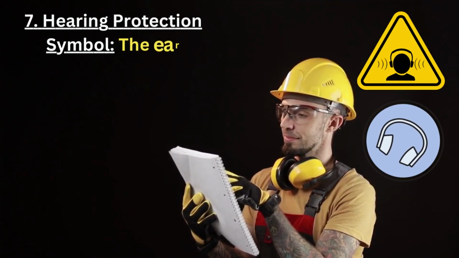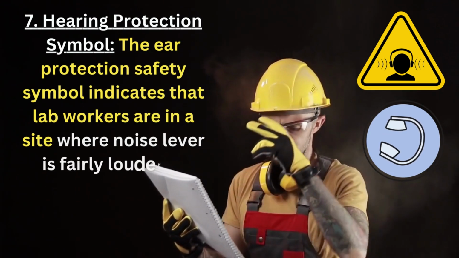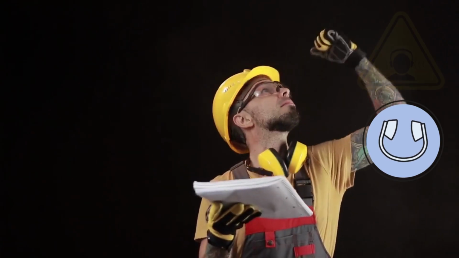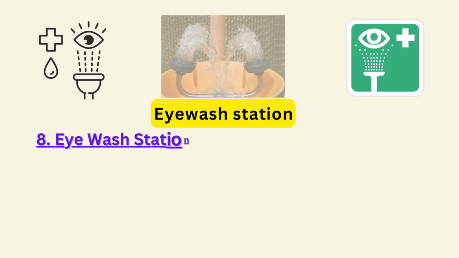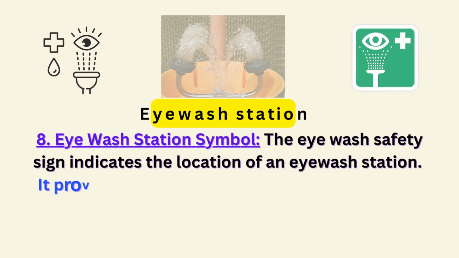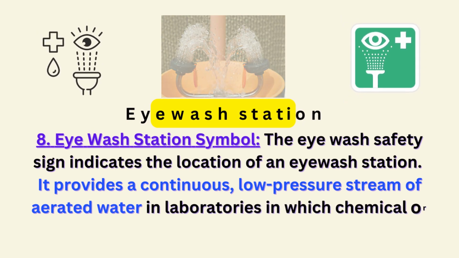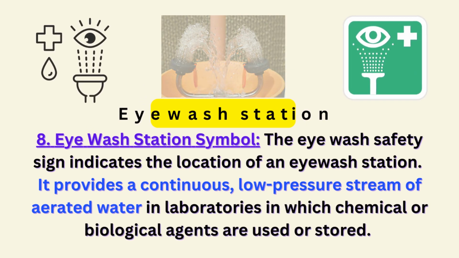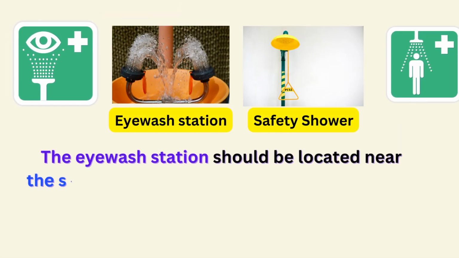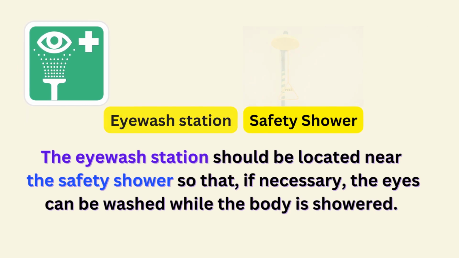7. Hearing protection symbol. The ear protection safety symbol indicates that lab workers are in a site where the noise level is loud enough to cause damage to their auditory nervous systems. 8. Eye wash station symbol. The eye wash safety sign indicates the location of an eye wash station. It provides a continuous, low-pressure stream of aerated water in laboratories in which chemical or biological agents are used or stored. The eye wash station should be located near the safety shower so that, if necessary, the eyes can be washed while the body is showered.